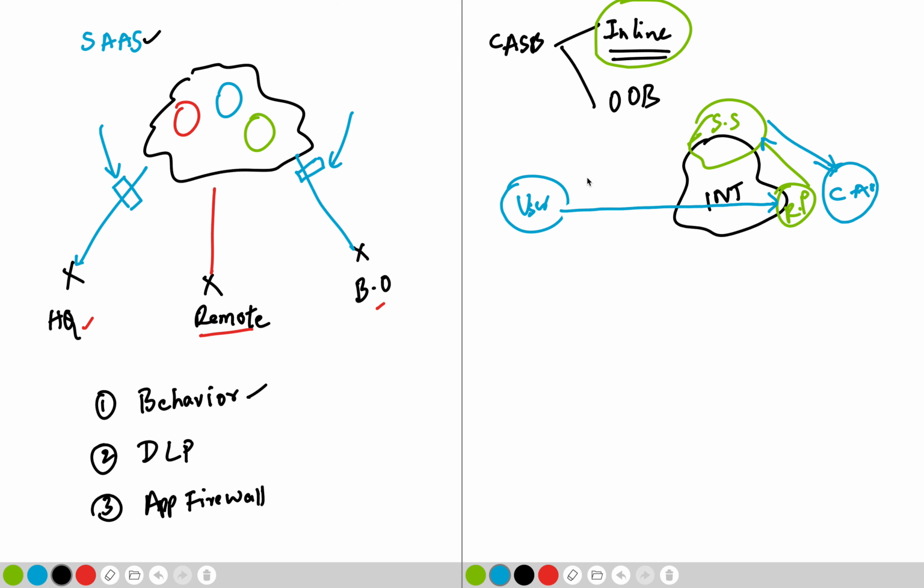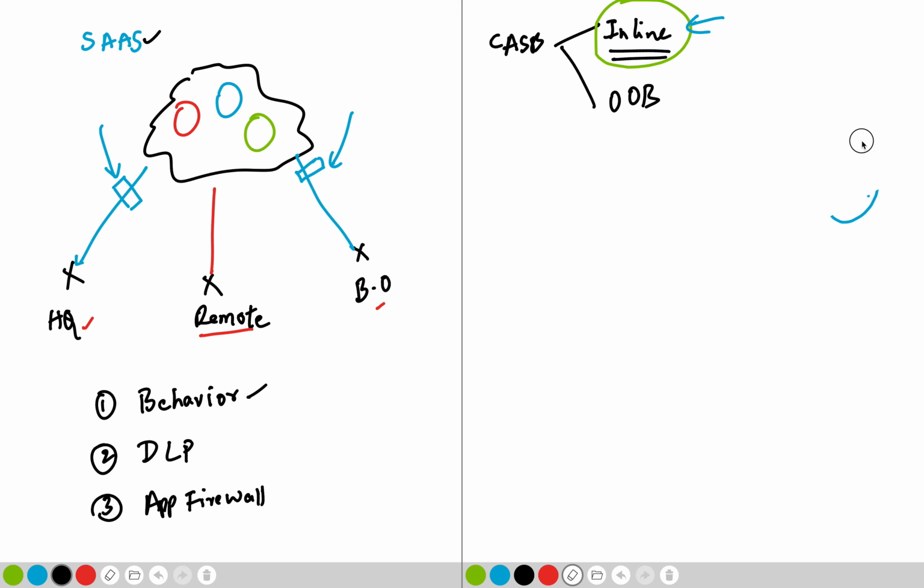But in both of these, the CASB is in the data path. That's why it is called inline. Which means that if there is some issue with the CASB, if there is some issue with the proxy, then your whole access to the cloud application can get blocked, which is not really good. So to get away with this, there have been some new designs, new architectures for CASB, and that's your second one, which is your OOB design.